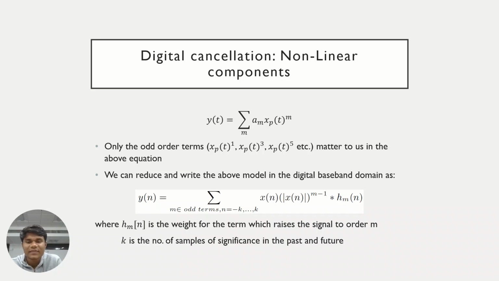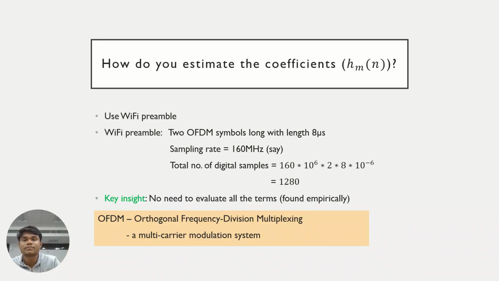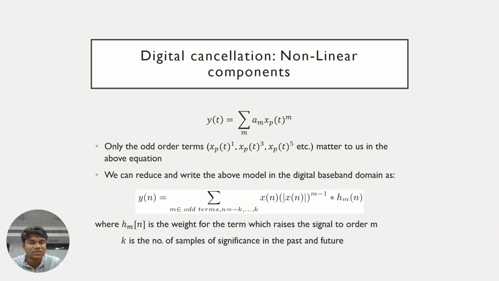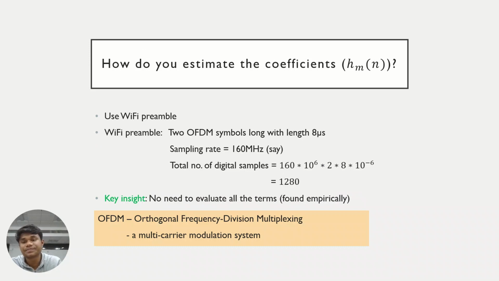It's a weight that is being applied, and k is the number of samples of significance for us in past and future. Not all samples matter to us, only some are able to influence the thing that we are interested in, and we are taking k of those samples from the past and k of those samples from the future. Now, how do we estimate the coefficients hm of n? Again, a coefficient estimation problem.